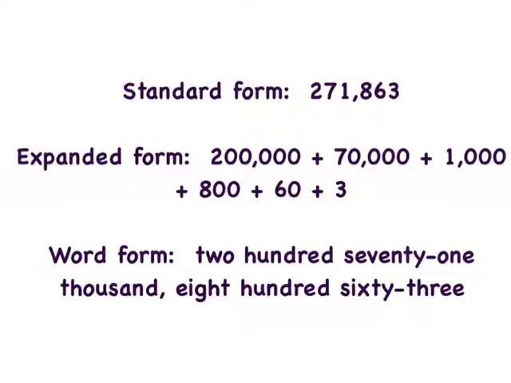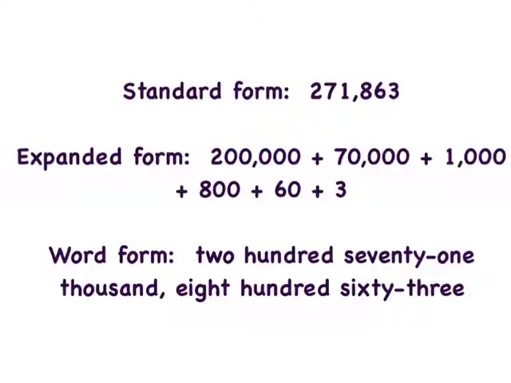In standard form, we have the number 271,000, and here's our comma, 863. But if we break that number down into its expanded form, look at the 2, which is our first digit. It's not a 2, it's actually worth 200,000. So we would write 200,000, and then we have a plus sign. Go to the next digit in our number, which is a 7, but it's in the 10,000s place, which becomes 70,000. And then we have a plus sign.